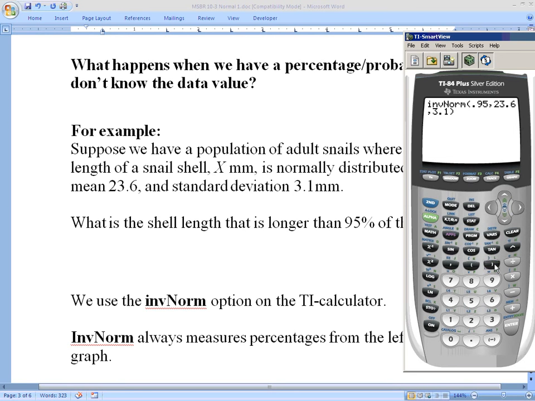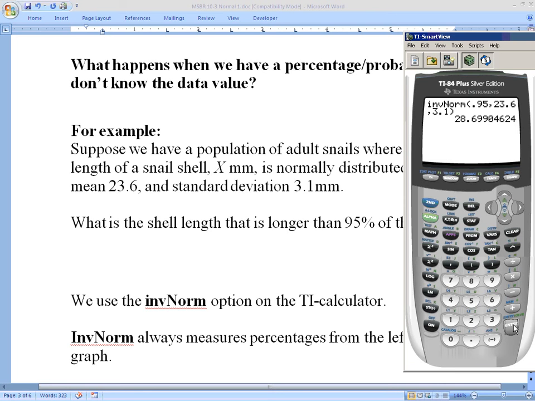So we know that this should be about 2 standard deviations away from 23.6. Each standard deviation is just a little over 3. If we had 2 of those, it'd be a little over 6. So we should be around 30, just a little bit less than that, maybe 29, somewhere in that family. And I hit enter, and voila, 28.7. So very close to my estimate there.